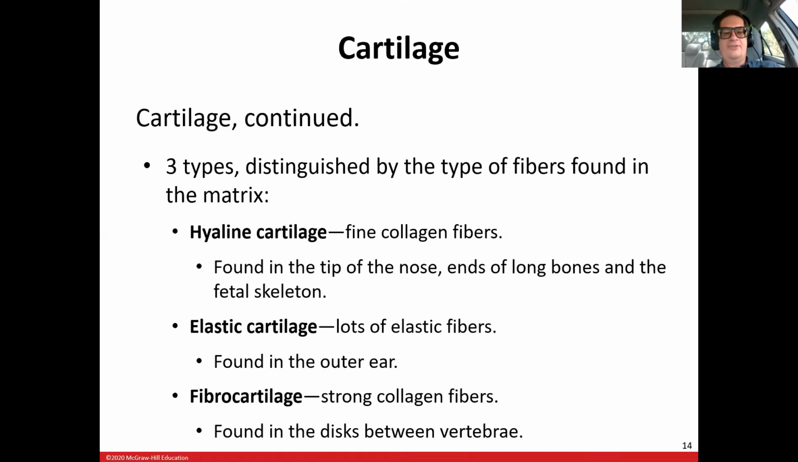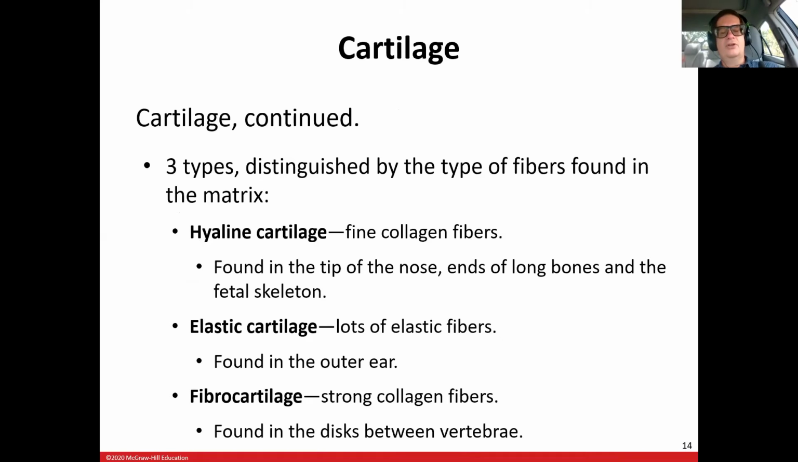All right, so types of cartilage. We have hyaline cartilage. We've got it here. We've got it on the ends of the long bones. We might as well talk about this. You'll hear this again in skeletal.